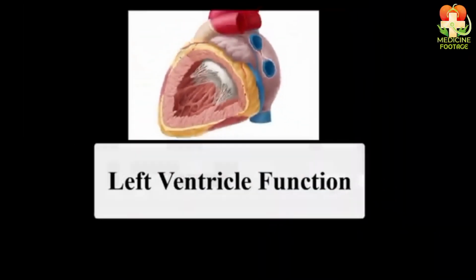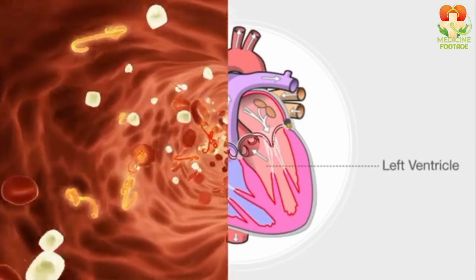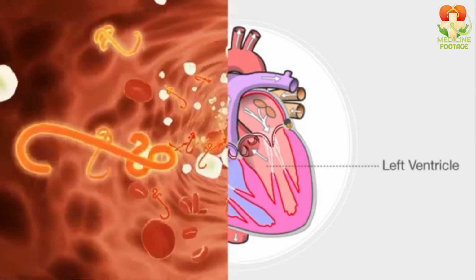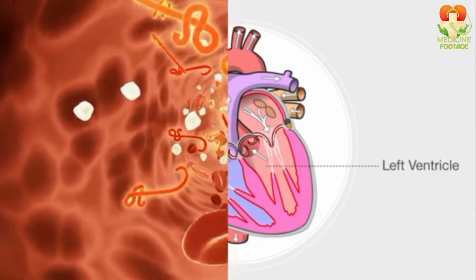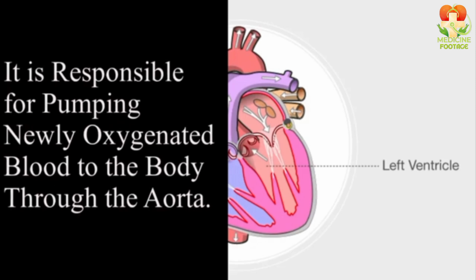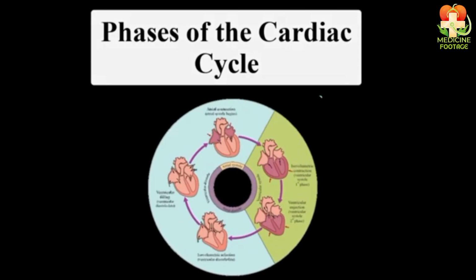Now, let's study the function of the left ventricle. As mentioned earlier, after the blood becomes oxygenated, it is carried by the aorta to the rest of the body. The left ventricle's job is to pump this oxygenated blood through the aorta to the entire body. Now let's move on to the phases of the cardiac cycle.